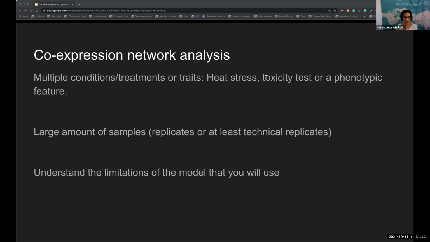Then again, understand the limitations of the model that you use. It's true that we are assuming that genes that have many connections, many edges to other genes, are very important, specifically in co-expression analysis, but that is not necessarily biologically true. So maybe you have a gene that has many connections, but that gene might actually be very irrelevant.